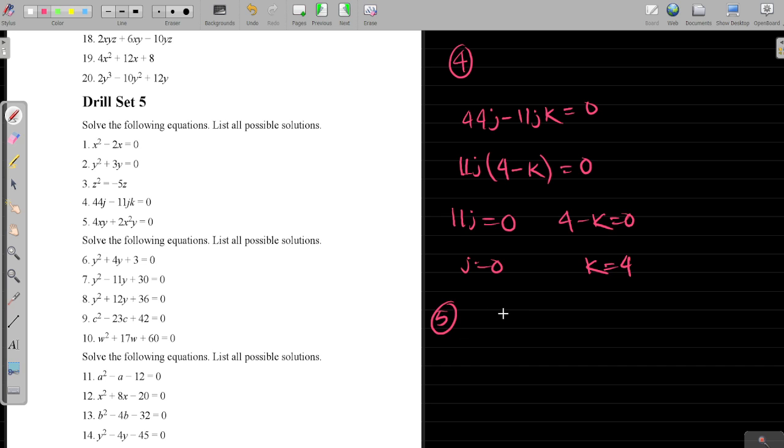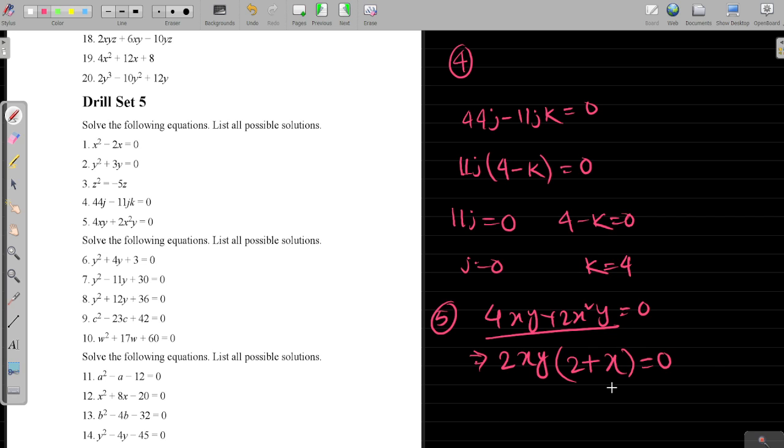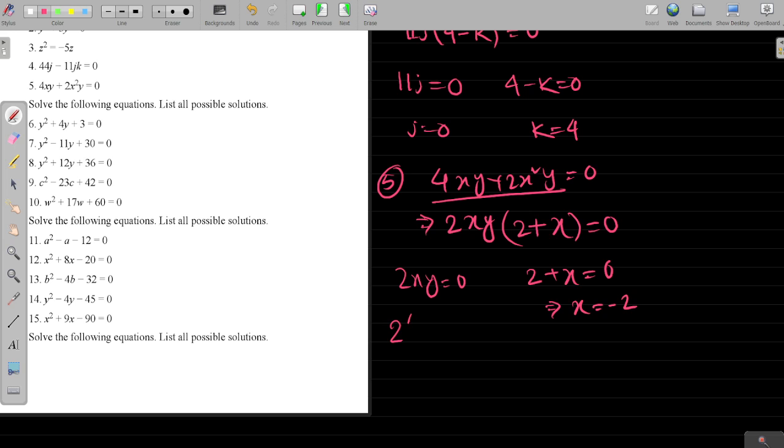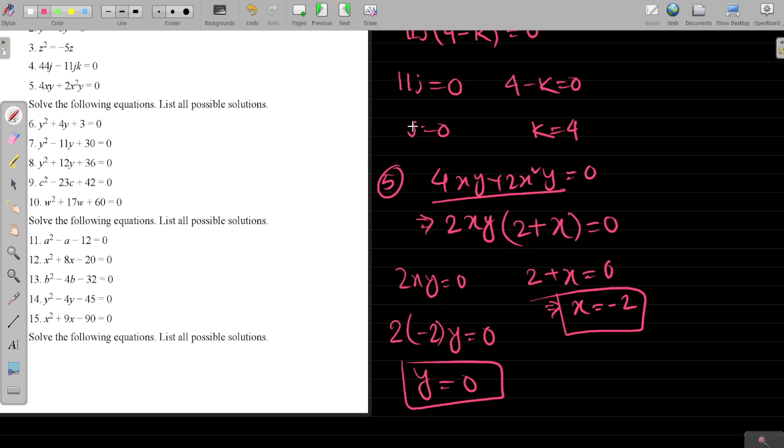Now number 5. 4xy plus 2x squared y equals 0. If I take 2xy common from these two terms, then the remaining part will be 2 here, and here you will find x equals 0. So 2xy equals 0 as well as 2 plus x equals 0. So from here you will find x equals minus 2. If you place this x equals minus 2 here, then you will find minus 2y equals 0, then y equals 0 again. So our answer is x equals minus 2 and y equals 0.